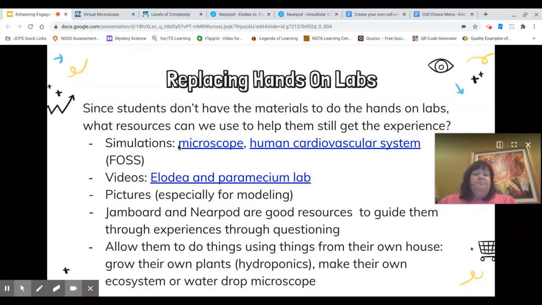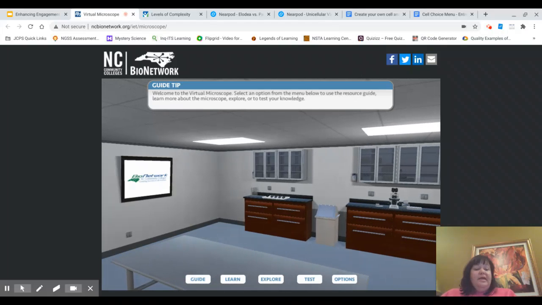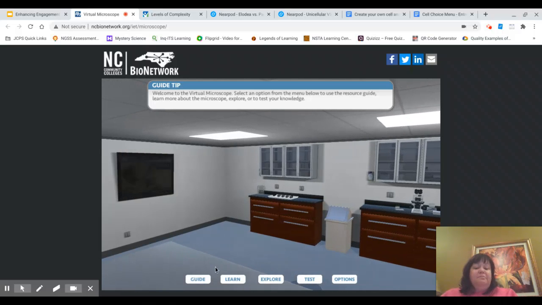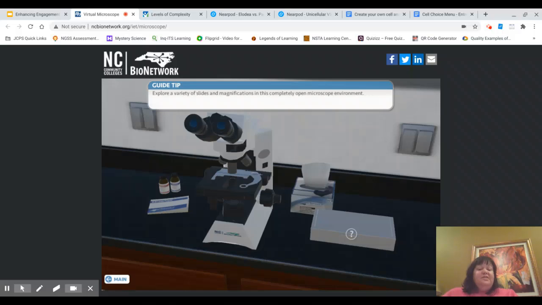For example, we had to do a microscope, and they can't get their hands on a microscope right now, but it's important for them to understand what a microscope does for what we're doing, because we're actually looking at cells. So we found this virtual microscope, and not that they had to memorize everything, but we let them play around with it so they could get familiar, and then they could even do some of the activities that we did in class.